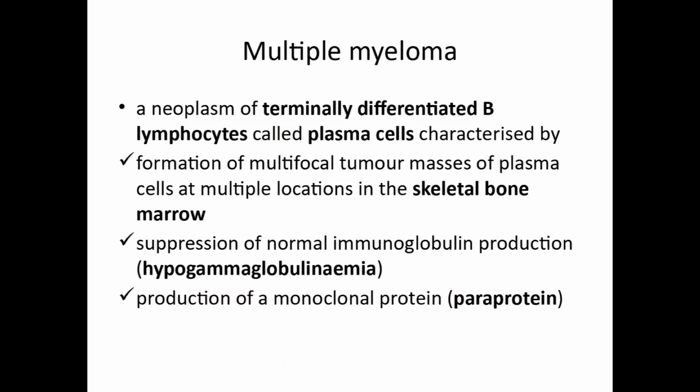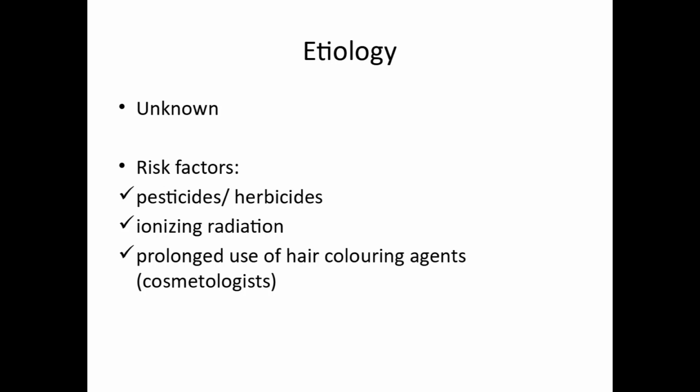This multiple myeloma is a tumor of terminally differentiated B cells or plasma cells, characterized by formation of tumor masses in the skeletal bone marrow, suppression of normal immunoglobulins, and production of abnormal immunoglobulins, also known as paraproteins. Causative factors for multiple myeloma are unknown. However, several risk factors are identified, namely pesticides or herbicide contact, ionizing radiation, prolonged use of hair coloring agents, etc.